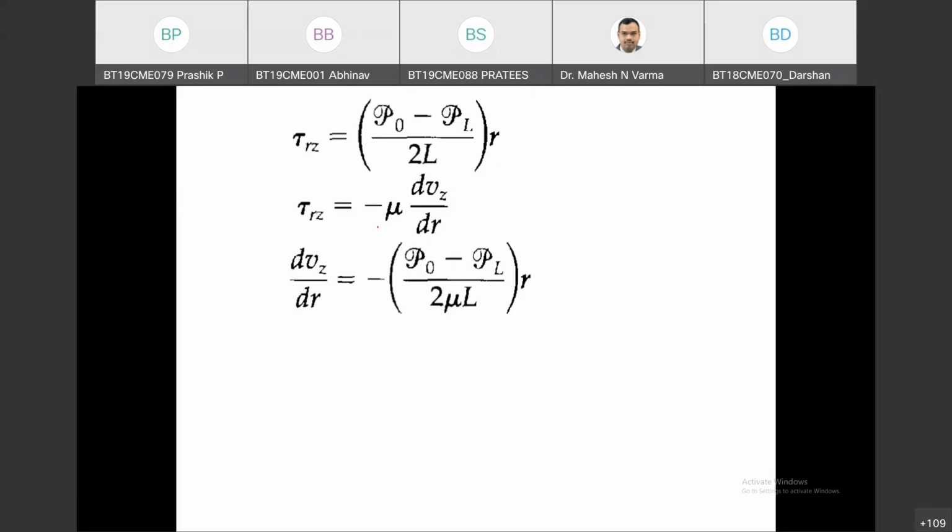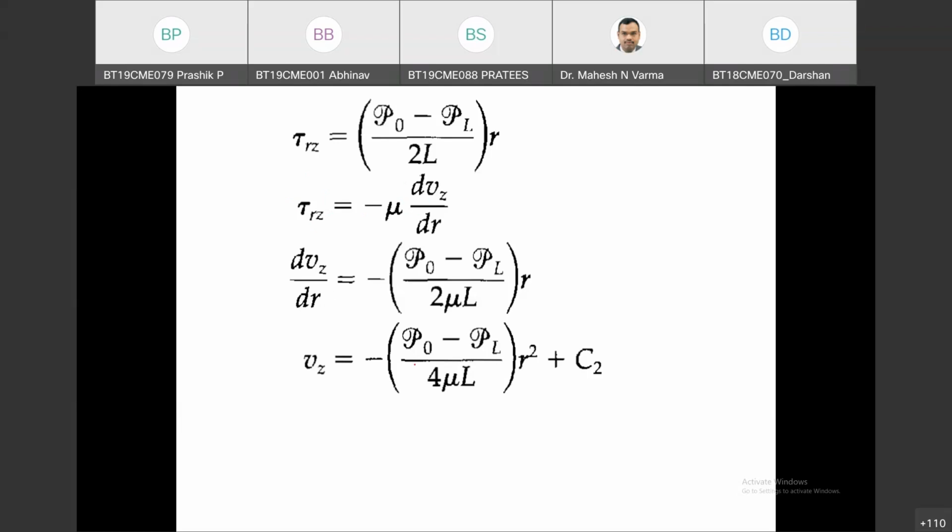This equation is Newton's law of viscosity. Substituting this and integrating this equation, I will get one more constant. It will have a minus sign. Why is the minus sign there? Because in the positive direction of r velocity is decreasing. I have maximum velocity at the center, and moving in the positive r direction, velocity is decreasing, so this will have a negative value. A flux tensor is generally represented by a positive magnitude only, hence the minus.